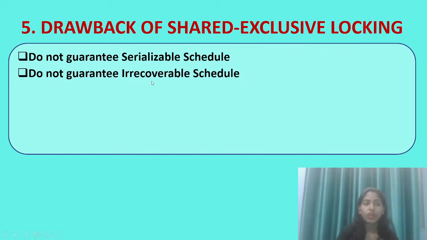Next, it does not guarantee a recoverable schedule. Now what is the meaning of an irrecoverable schedule? Again, concurrency means more than one transaction will execute simultaneously.